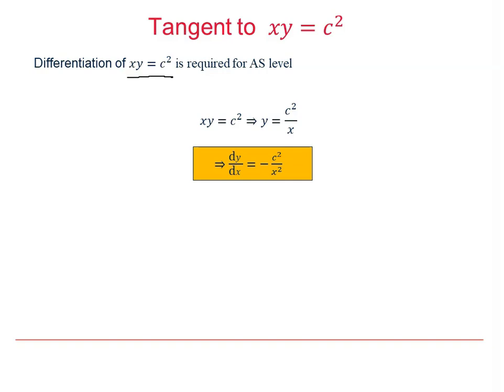If we rearrange it, we can see that y is equal to c squared over x. So this is c squared x to the power minus 1. Differentiating gives negative c squared x to the power negative 2, or this formula here, negative c squared over x squared. So that will be required in any question. So you must differentiate in these situations involving the rectangular hyperbola.